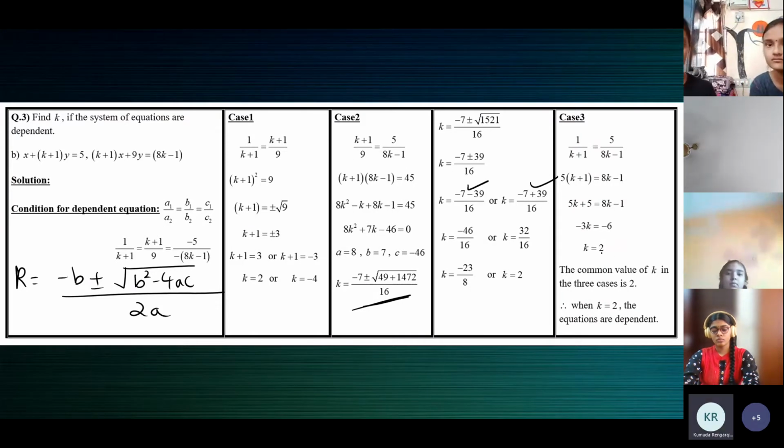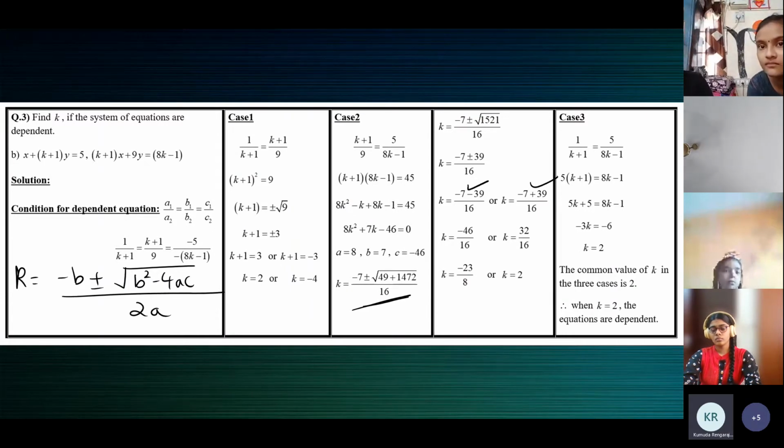In the third case, you get only one value, 2. Now, what's the common solution everywhere? 2. So when k is 2, the system of equations will be dependent. Any two cases, children.